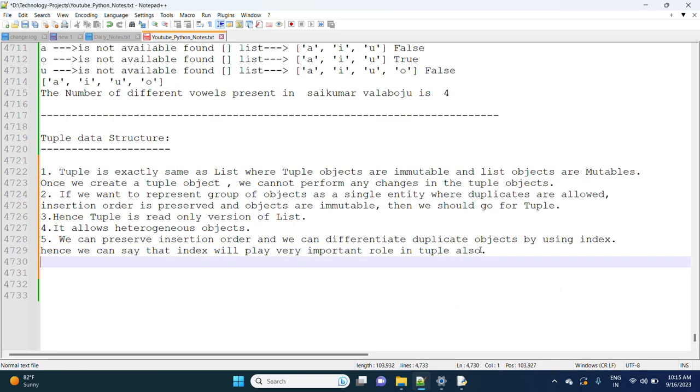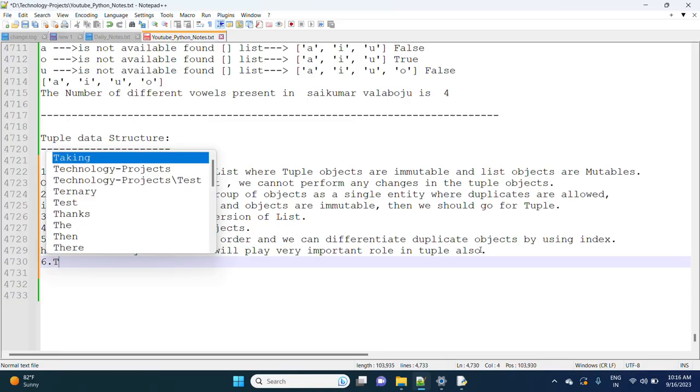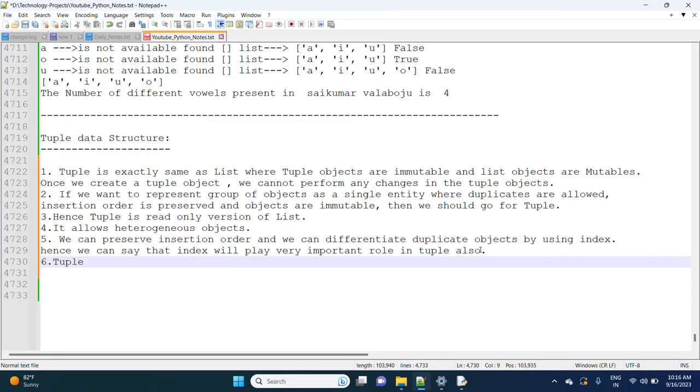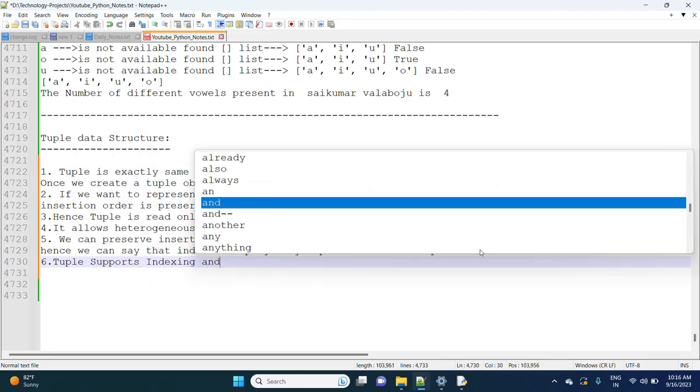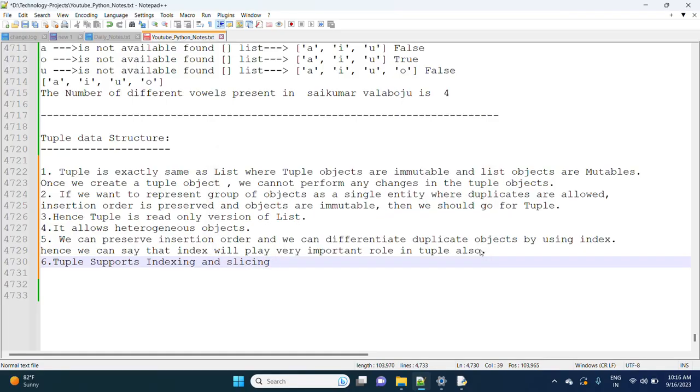The next thing is tuple supports indexing and slicing, both positive and negative. Tuple supports indexing and slicing.